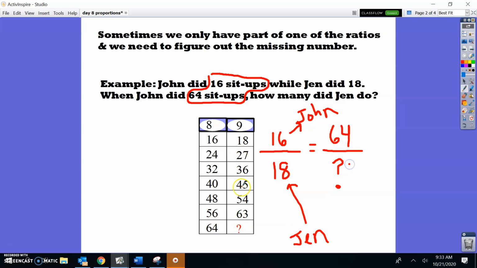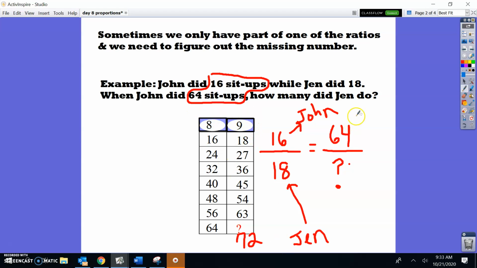If you look over here at our rate table, we could find a pattern. 8, 16, 24, 32, 40, 48, 56, 64. You notice it goes up by 8s. And here we notice it goes up by 9s. So we could simply add 63 plus 9, which would get us to 72. However, you would have to write and draw an entire rate table just to figure this out, and we would have to fill in a lot more missing ratios.